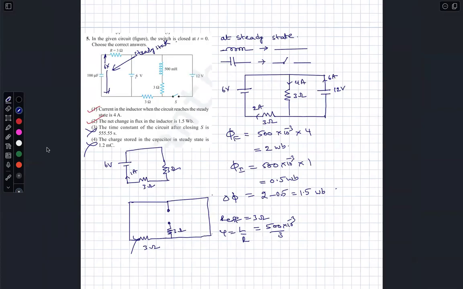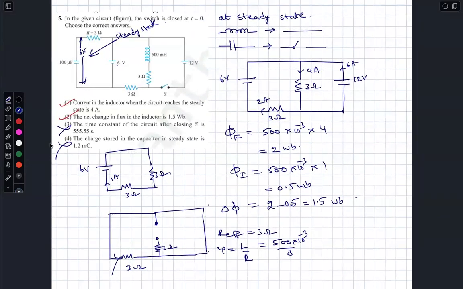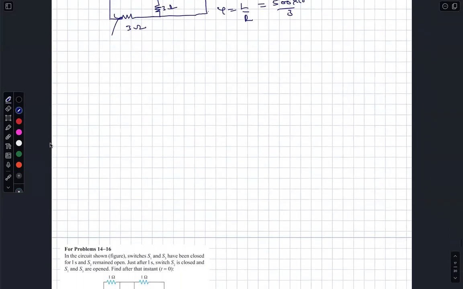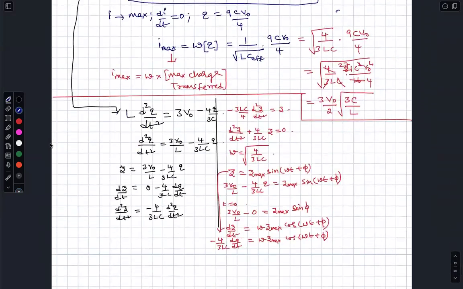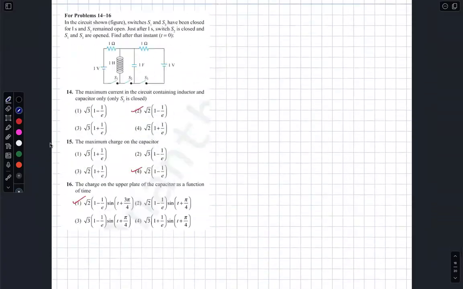Any doubts in this, please ask me. Boys and girls, if you have doubt in this, please ask me. No, sir. Right. This is also an excellent question.